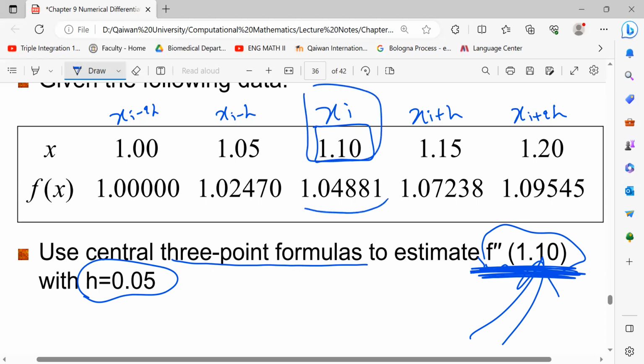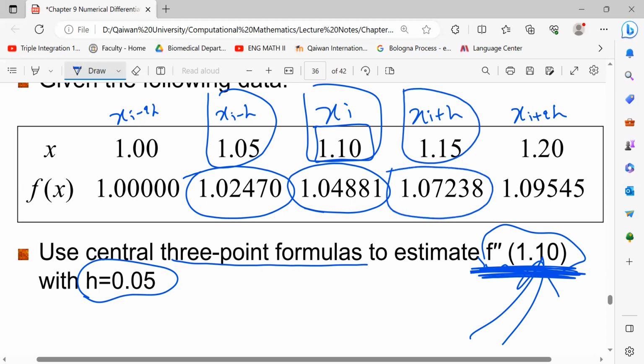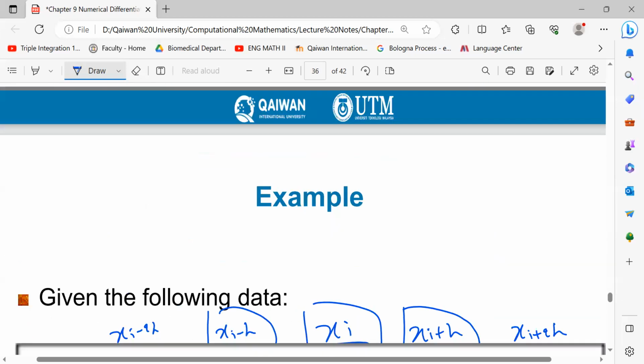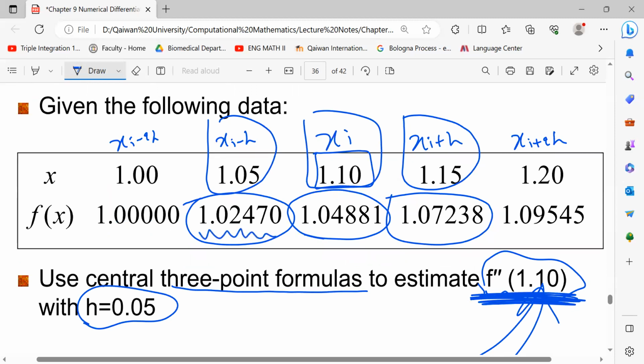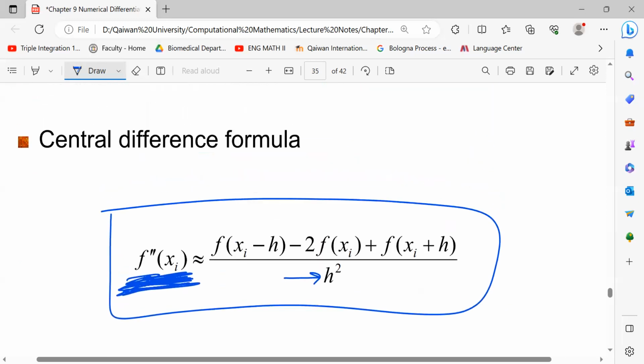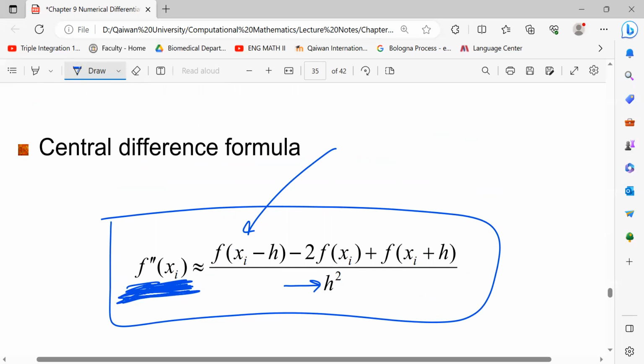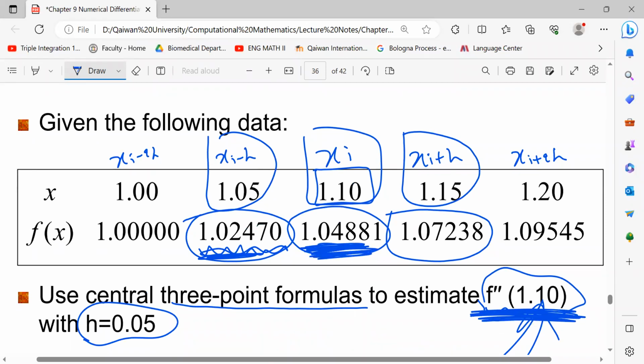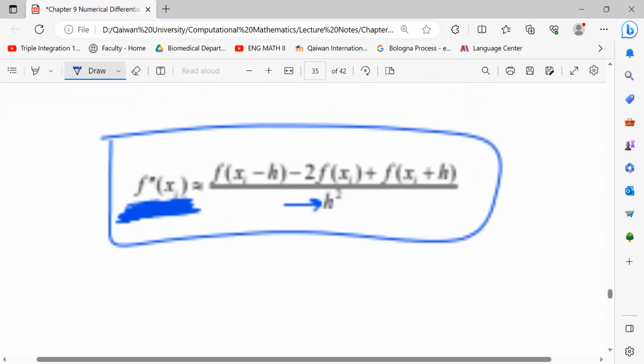This is xi, so this is f of xi. This is xi minus h, so this is f of xi minus h. And this is xi plus h, so f of xi plus h. Put these three into the formula. In the formula, we just need f of xi minus h, f of xi, and f of xi plus h. What's f of xi minus h? It's 1.02470. We just put it here. And here, minus 2 times f of xi. We replace f of xi by this value, and f of xi plus h by this value, to here.